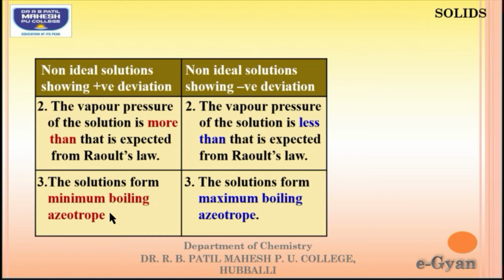You already know what is meant by the boiling point. Boiling point is the temperature at which vapor pressure becomes equal to atmospheric pressure. So when you have more vapor pressure, the solution will boil at a lower temperature, hence it will have a lower boiling point than expected. And these solutions will form azeotropes. Azeotropes are nothing but solutions which have the same composition in both liquid and vapor phase.